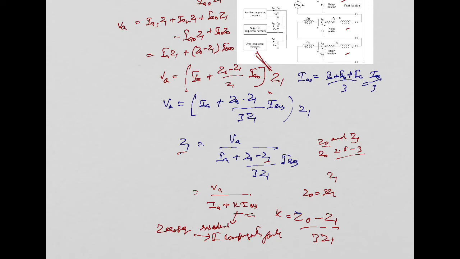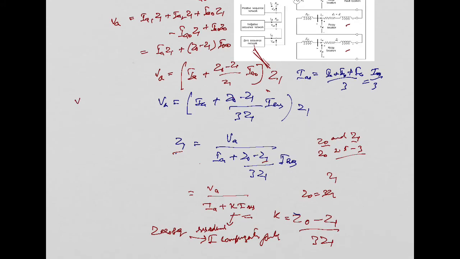three distance measuring units with inputs, that is VA, IA plus KI residual. Then second we have VB, IB plus KI residual. Then VC, IC plus KI residual will be needed.